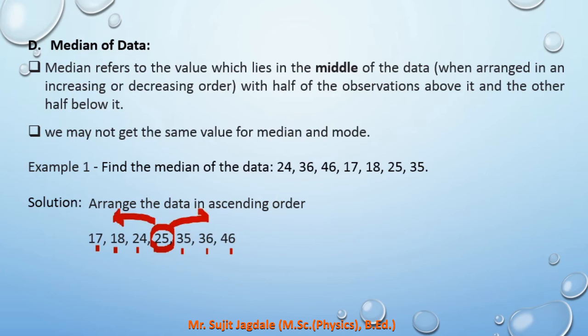So what is the condition? To the left and to the right, or above and below, exactly the same number of observations should be there. So we get the median. So therefore 25 is the median.